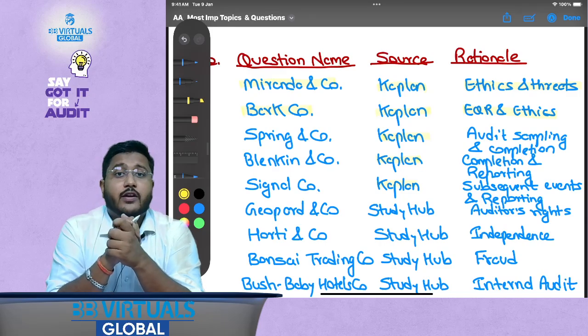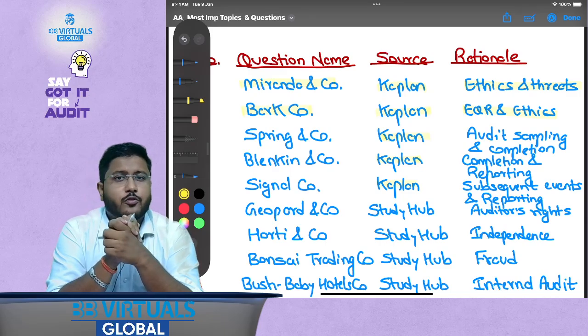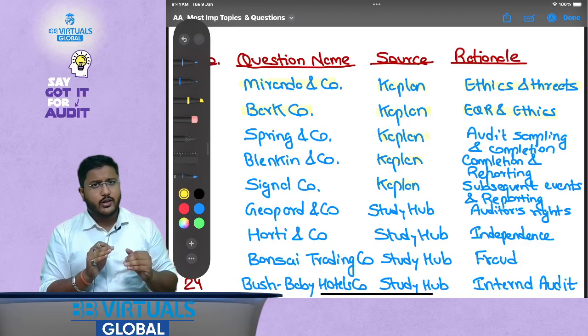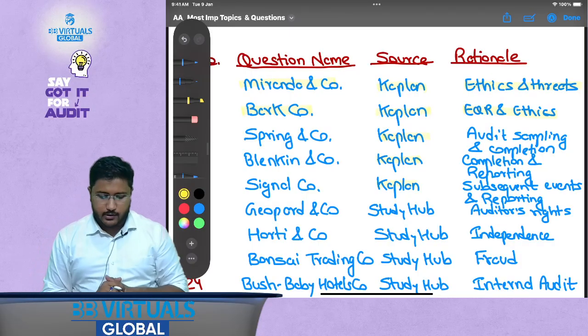So that is why it is very important to solve this one question before going for the examination, so that you are aware of how EQR plays a role in your AA syllabus, plus how it affects ethics also.